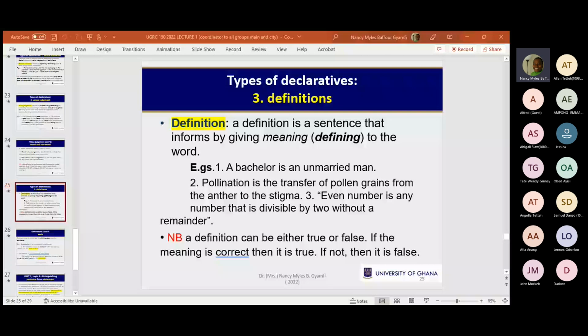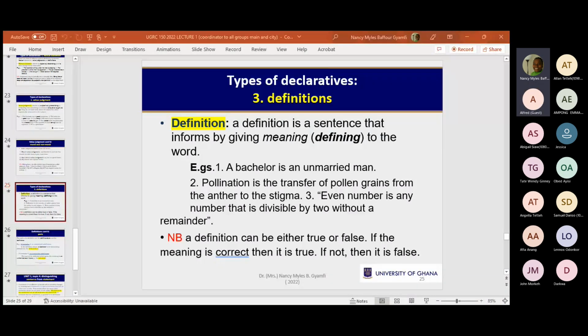So it's good. The second one says, a bachelor is an unmarried adult male. How would you define it? What type of declarative would that be? Definition. Very good. Alan, Tete, and Jessica, I heard all of you. Well done.